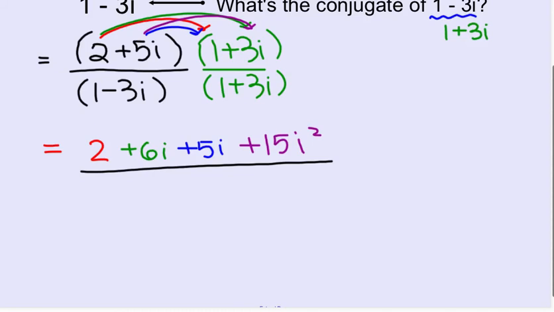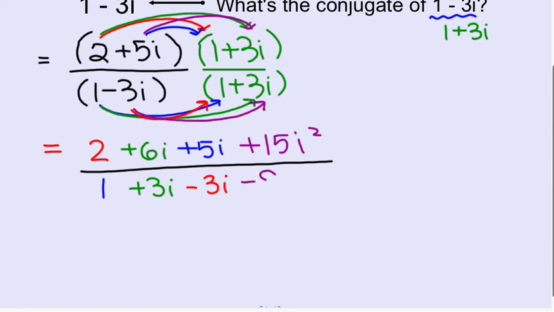Over, now let's go down to the denominator and do our foiling there. 1 times 1 is 1. 1 times 3i is 3i. Negative 3i times 1 is negative 3i. And then negative 3i times positive 3i is negative 9i squared.